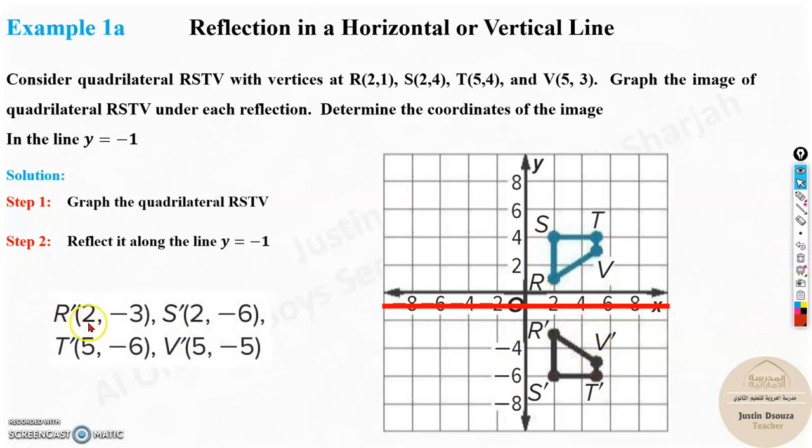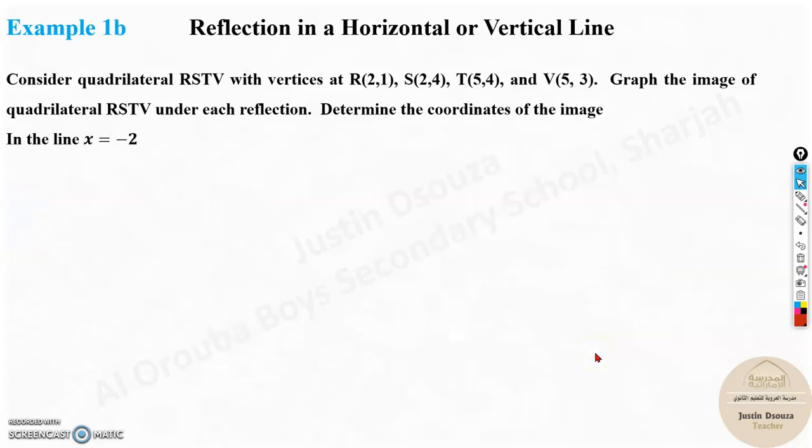And please note the coordinates of the reflected image. R dash is 2, minus 3. S dash is 2 comma minus 6. Same with the T and V. You must see the coordinates: 5 comma minus 6 and lastly 5 comma minus 5. That's the answer. Same question, same figure, but now we are reflecting it along x is equal to minus 2.